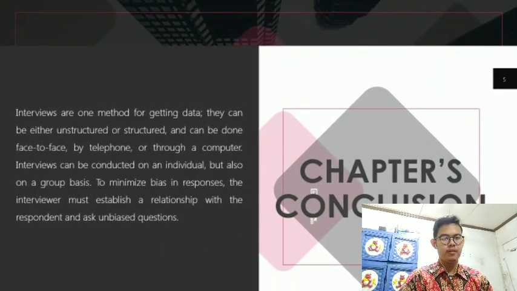The conclusion for this chapter is that interviews are one method for getting data. They can be either unstructured or structured and can be done face-to-face, by telephone, or through a computer. Interviews can be conducted on an individual but also on a group basis. To minimize bias in response, the interviewer must establish a relationship with the respondent and ask unbiased questions.